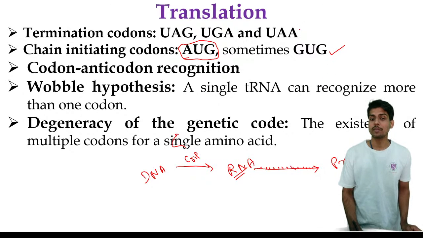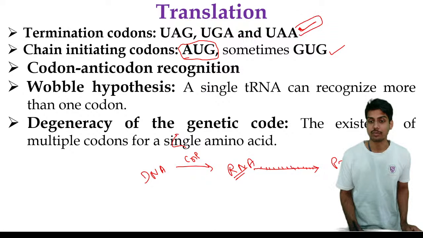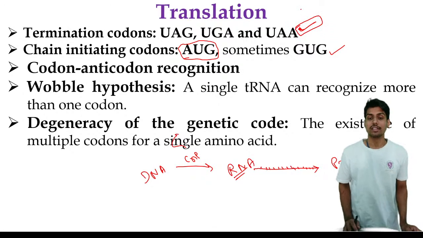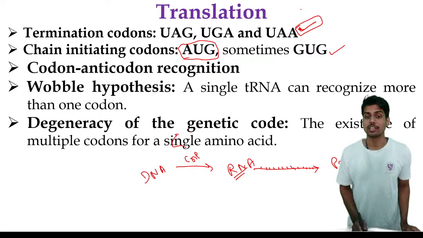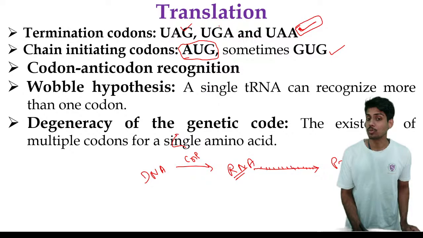Then there are also termination codons. These termination codons stop the entire synthesis, or translation, of protein. They are called nonsense codons because they don't code for any amino acid, so they stop the entire protein synthesis. They are UAG, UGA, or UAA. You will have to remember all of these examples, and the initiation codon.